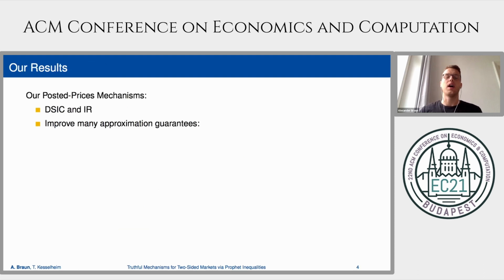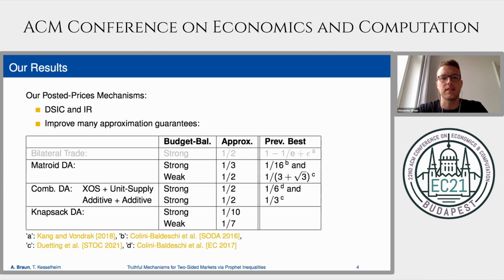Our results in the paper are that we design posted pricing mechanisms which are all dominant strategy incentive compatible and individually rational, and which improve approximation guarantees in many settings. So we have seen this bilateral trade case in the introduction of the talk, and that's just a special case of all of our results. And hence we get a 1/2 approximation for this case, which is still not the best because you can even get a 1 minus 1 over e approximation, and you can even improve on this by a small constant. But for matroid double auctions, combinatorial double auctions, and knapsack double auctions, we are able to improve the state-of-the-art approximation guarantees in all settings.